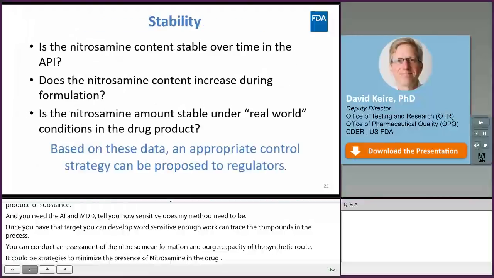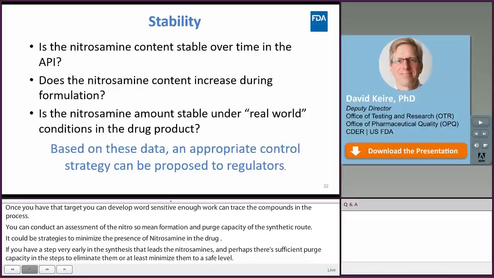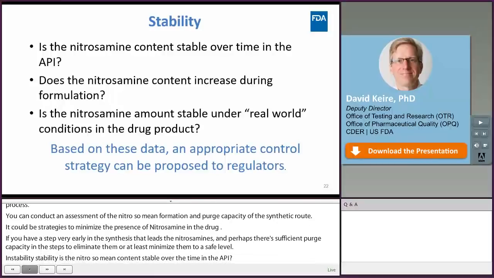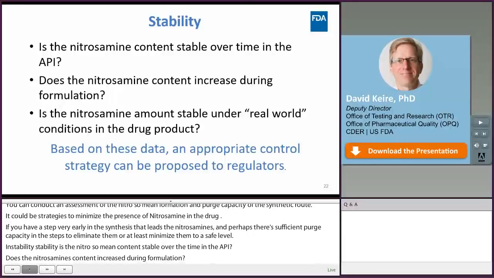And stability. Is the nitrosamine content stable over time in the API? It's a very simple question. Does the nitrosamine content increase during formulation? This is where this method comes in, where you have a good method that sensitively detects these things in your drug substance or your drug product so that you can monitor and put it on stability.